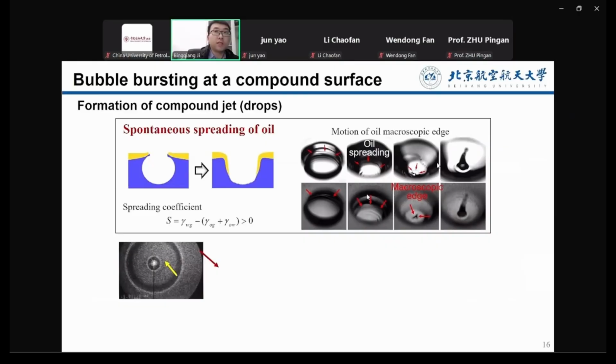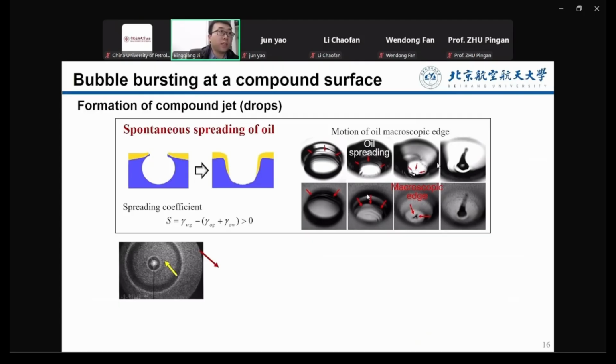In this case, the bubble surface is initially clean. Then you may wonder how the oil transports to the jet droplets. The oil in our experiments is completely wetting at the water surface, so the oil layer will spontaneously spread to the clean cavity surface. So here we show the evolution of the macroscopic edge of the spreading oil at the cavity surface.